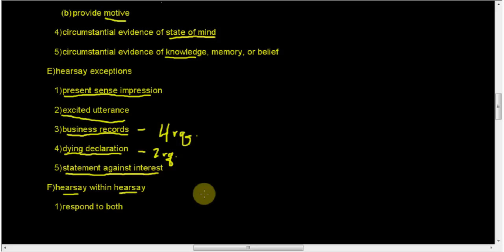Alright, so that concludes hearsay. That was quite a long objection to deal with, but once you understand the basics, you should be fluent enough with the hearsay objection to respond sufficiently to your opposing counsel's objection in court. And next up, we have character evidence.